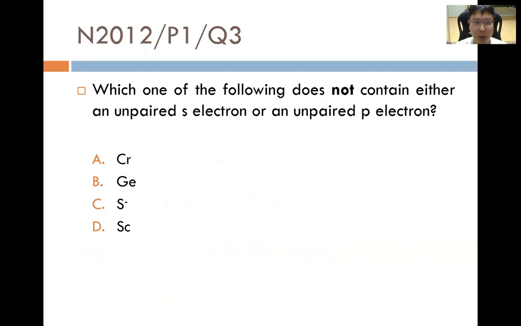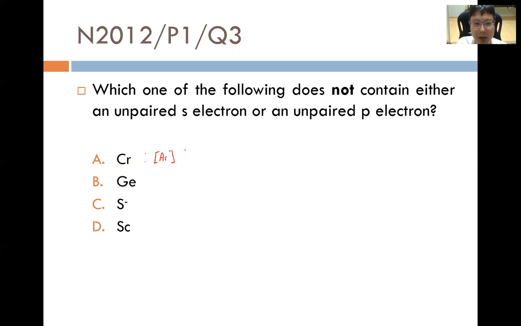November 2012, paper 1, question 3. Which one of the following does not contain either an unpaired s electron or an unpaired p electron? So for chromium, I'm just going to use this notation to write the electronic configuration of argon because we're not really interested in the inner filled d electrons. The inner filled electrons are definitely paired because they are all fully filled.